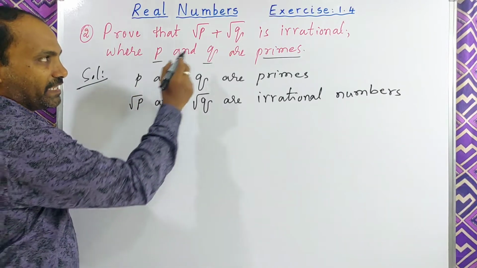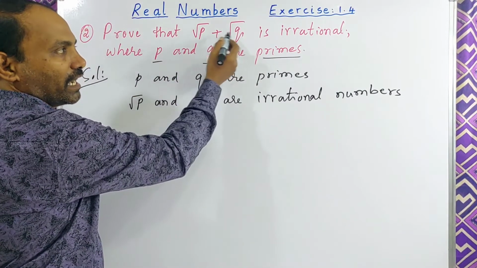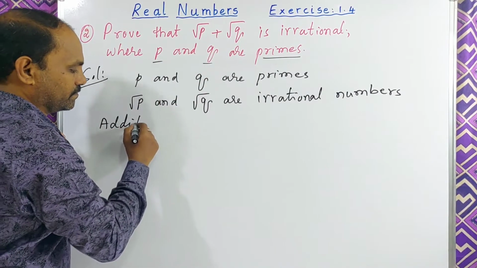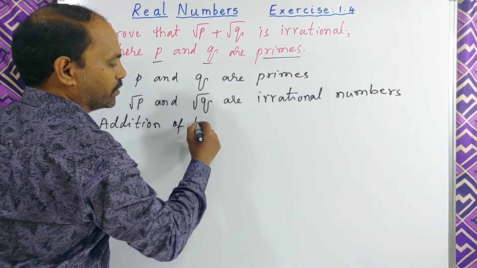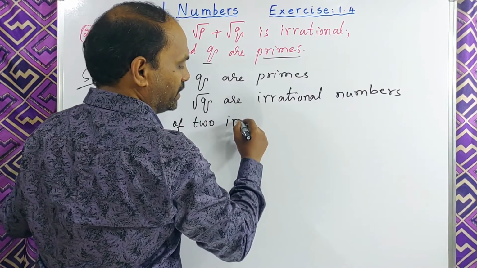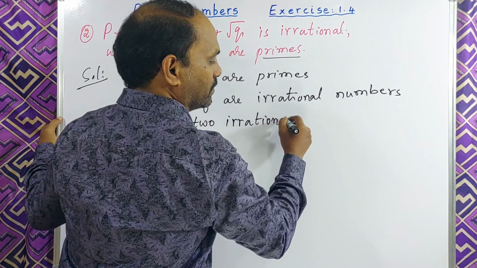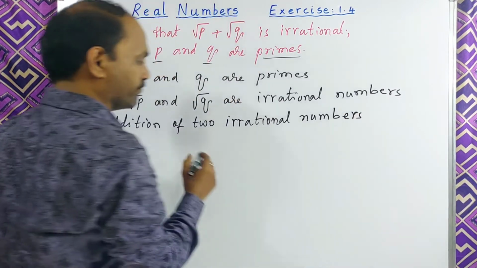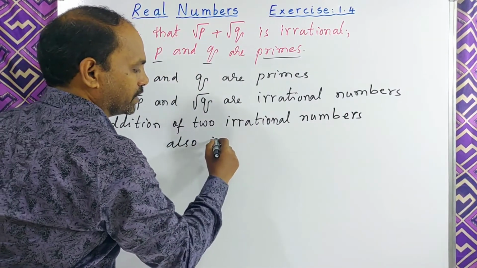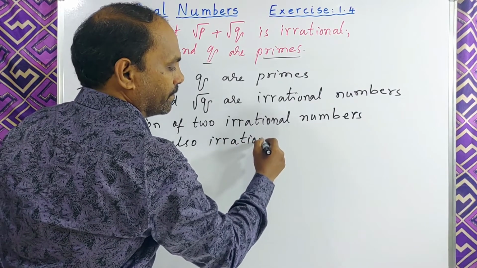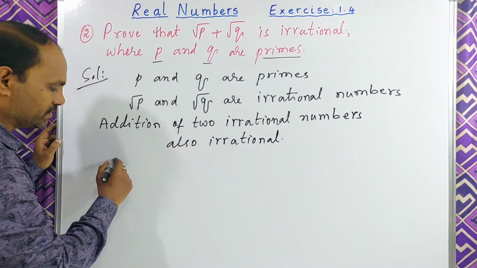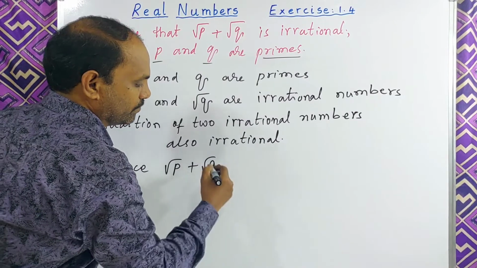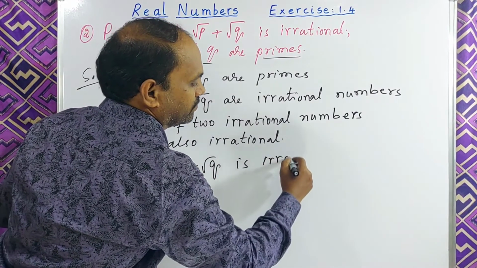Here root p plus root q, the addition of two irrational numbers, means the addition of two irrational numbers is also irrational. Hence root p plus root q is irrational.